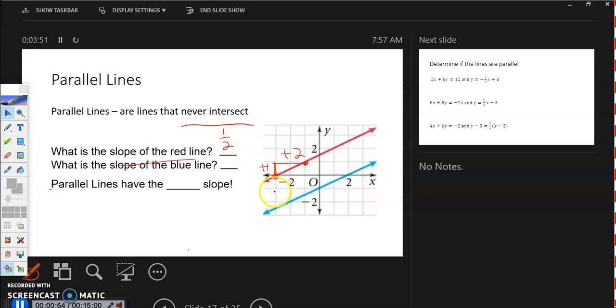We're going to do the same thing for the blue line. We find a point here at -2, -2, and at 0, -1. So again, the rise here is going to be 1, the run here is going to be 2. So the slope of this blue line is going to be 1 over 2. What we should notice is that since these two lines are parallel, their slopes are the same. So parallel lines have the same slope.